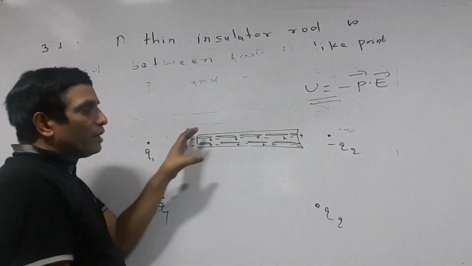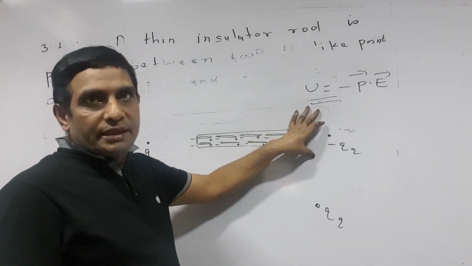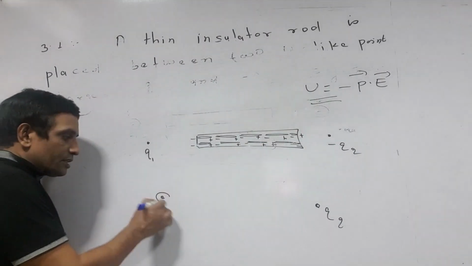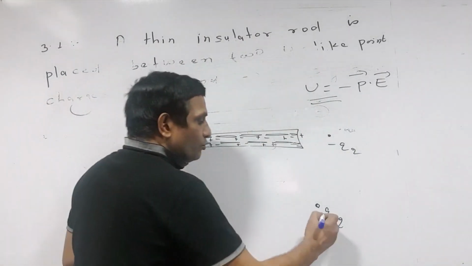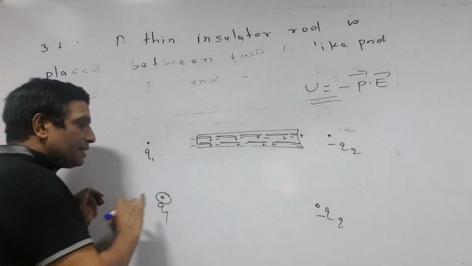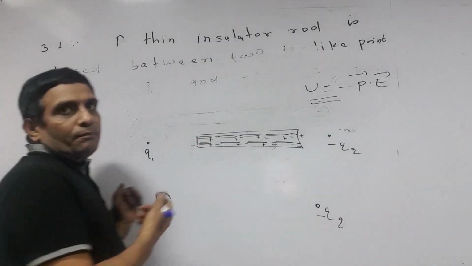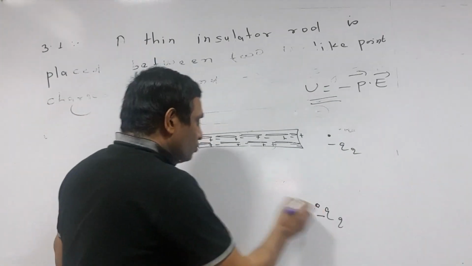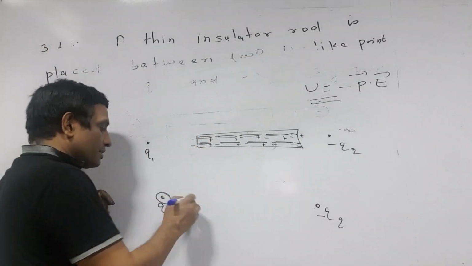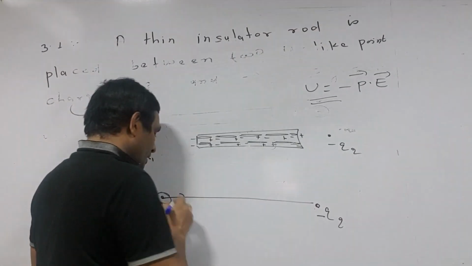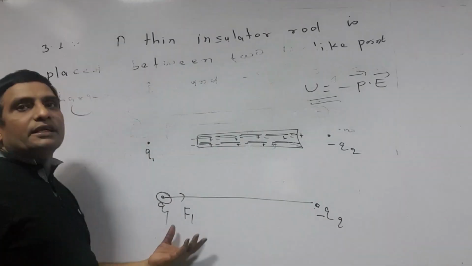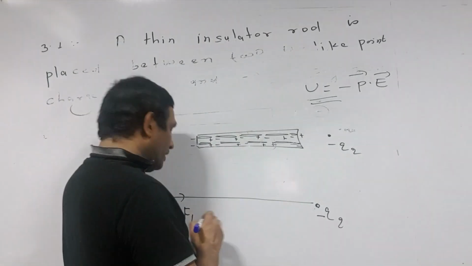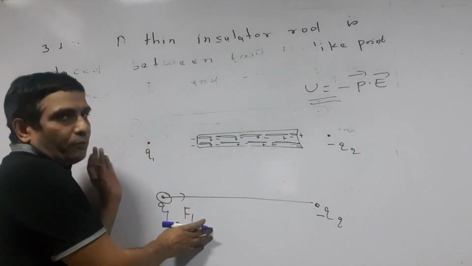If no insulating rod is present, then the force on this Q1 is only due to minus Q2, and this is attractive in nature, pulling in nature. So this Q2 charge pulls this charge Q1 in this direction. Suppose this force is F1.